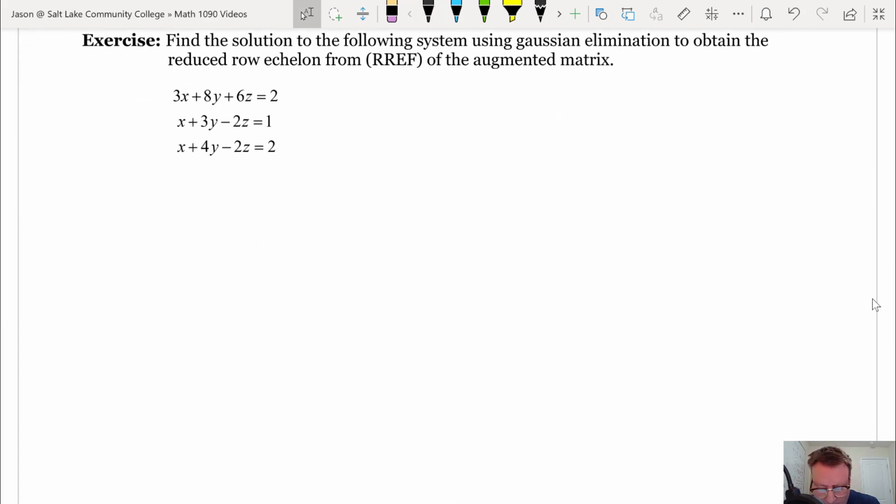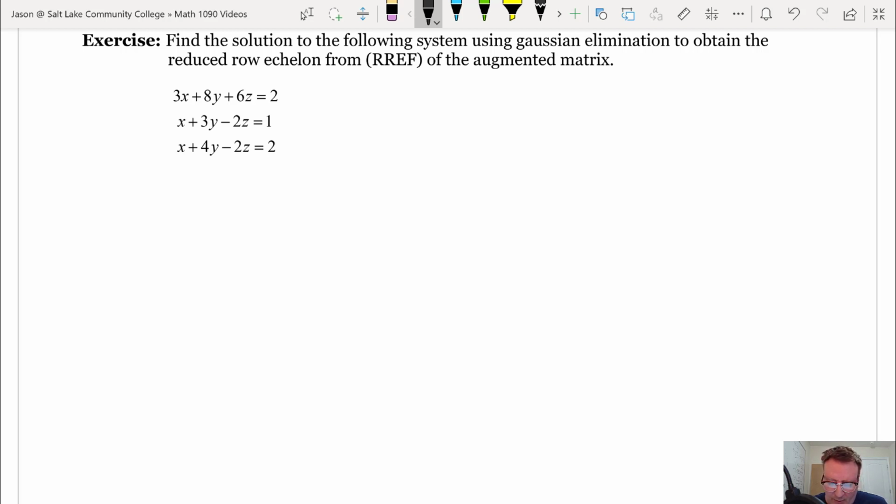Find the solution to the following system using Gaussian elimination to obtain the reduced row echelon form, RREF, of the augmented matrix.